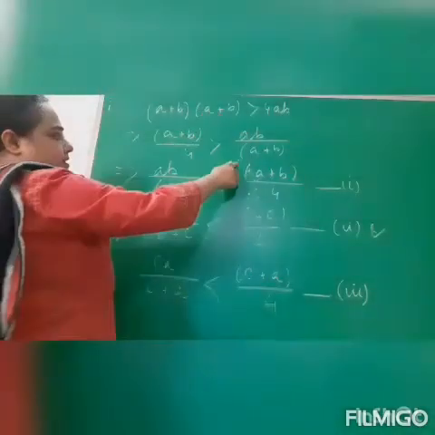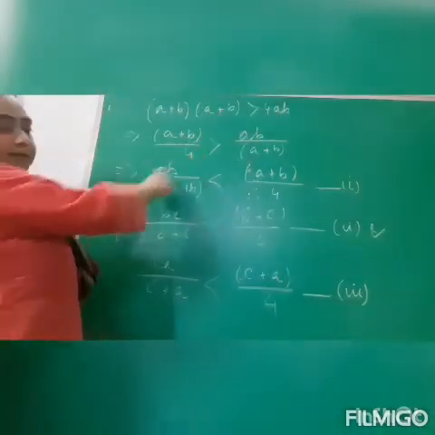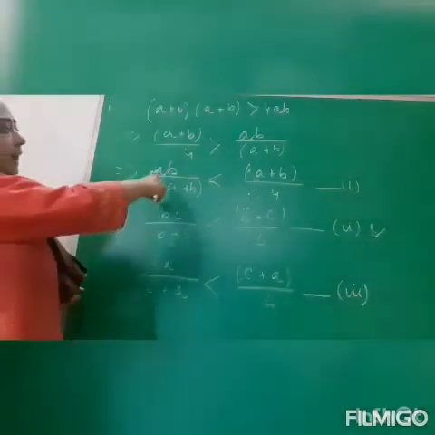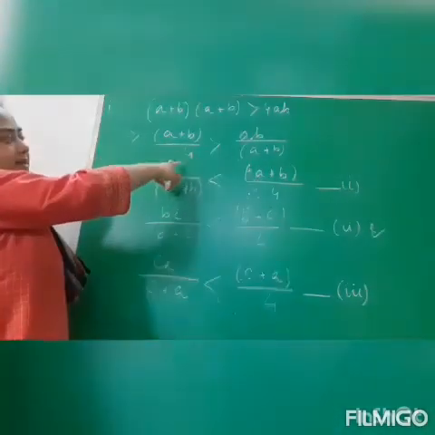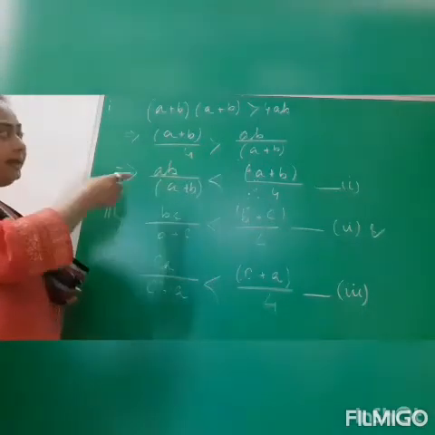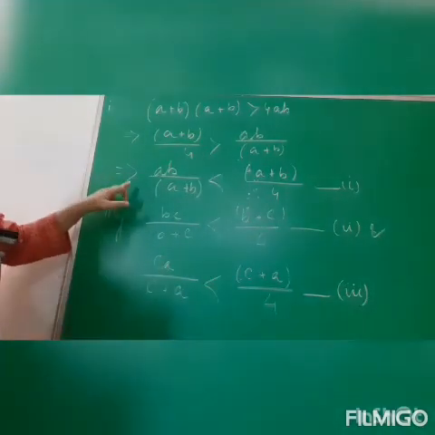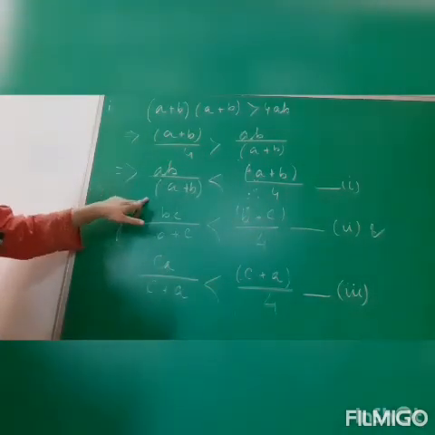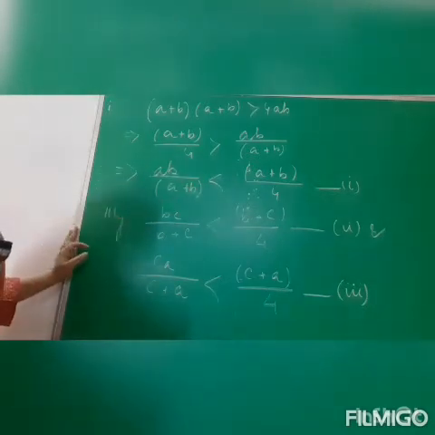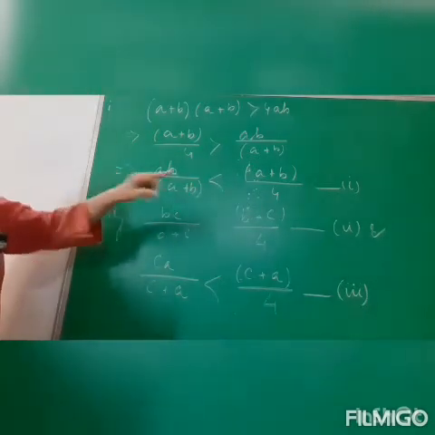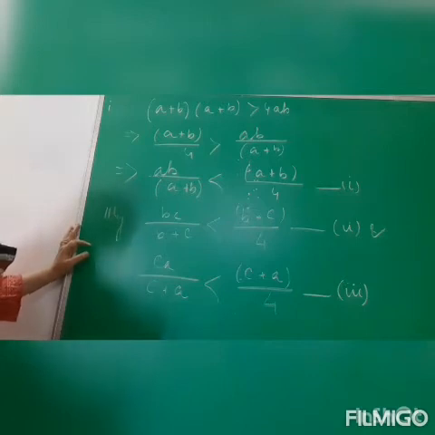This A plus B is taken here and the 4 comes this side. So AB, here I get (A plus B) divided by 4 is greater than AB divided by (A plus B). So this can also be written as AB divided by (A plus B) is less than (A plus B) divided by 4. So I keep this one as equation number 1.